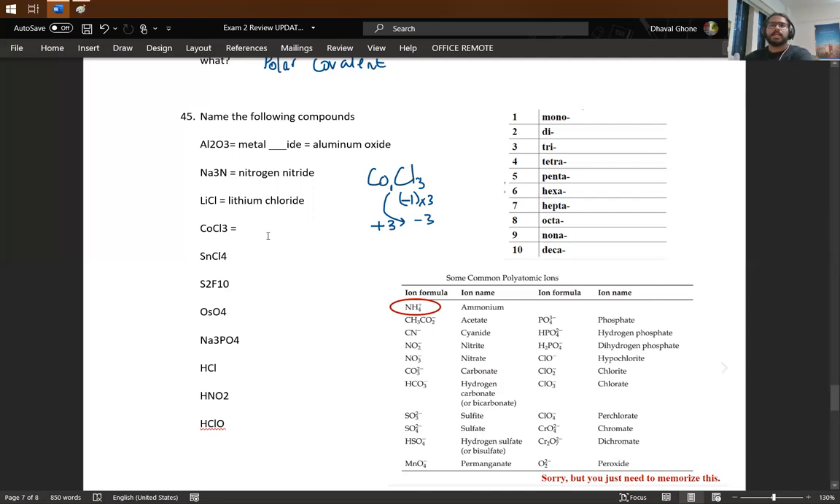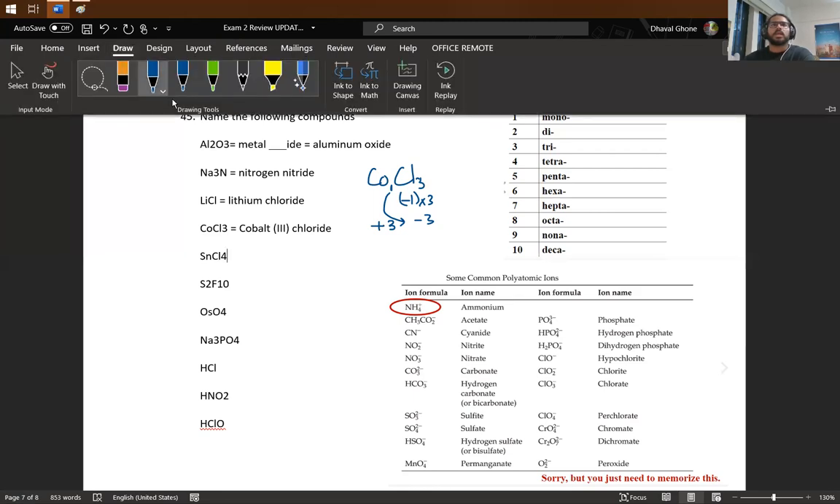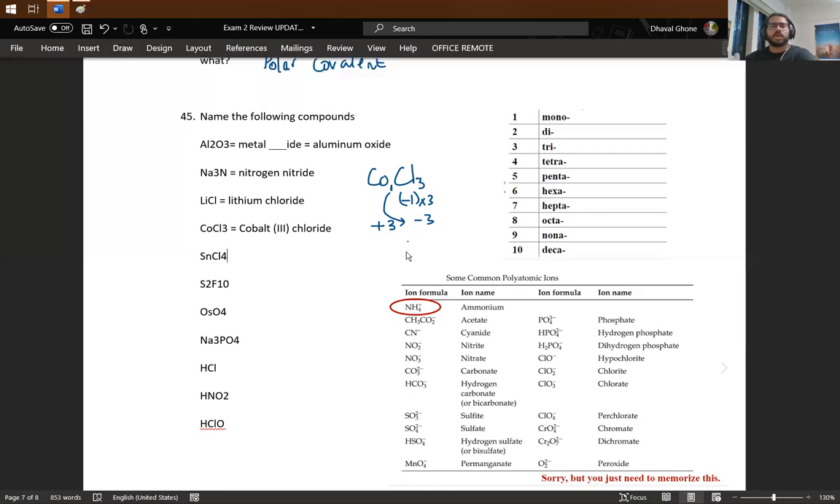Okay. And hence the name of this compound would be cobalt. You mention the +3 charge as Roman numerals in brackets after cobalt, and then you say the good old chloride. Chloride. Okay, perfect. Now again, Sn is tin. Tin is also in the transition elements. So I'm going to quickly calculate the charge on tin.